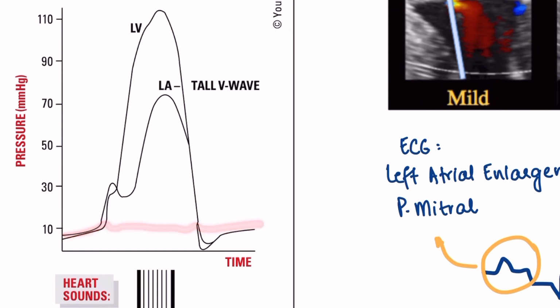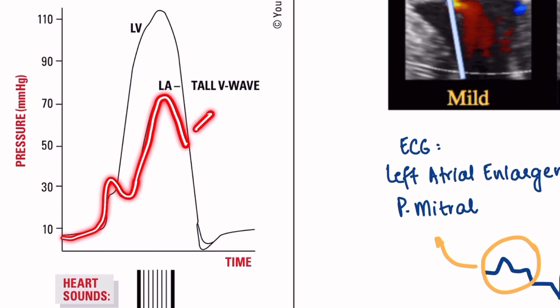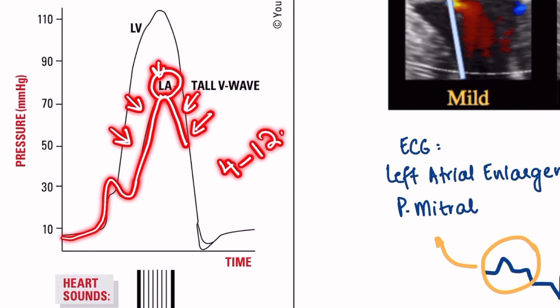But if you look here, the atrial pressure during systole shoots up, and it shows that because of regurgitant blood, there is increased pressure in the left atria during systole. And that is not normal. The atrial pressure during systole is supposed to be between 4 to 12 mmHg and not 70 mmHg.